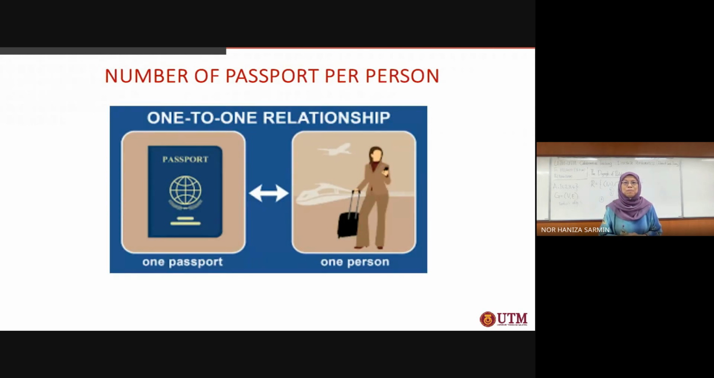Number of passports per person. What kind of relation is this? One-to-one. Yes, one passport for one person. Unless you watch CSI or FBI, where one person can have 4 passports illegally. We are legal, so one-to-one.